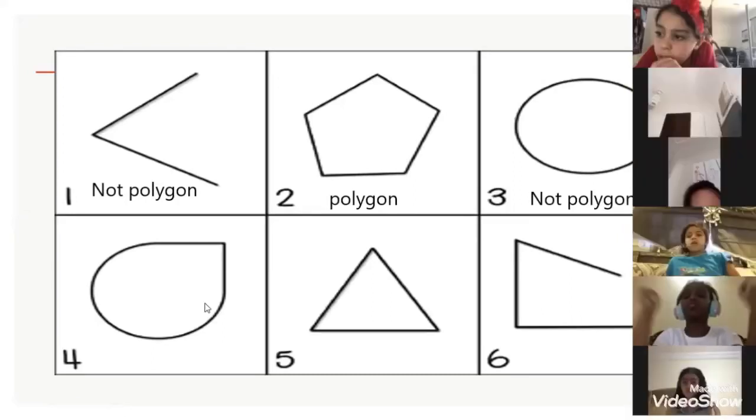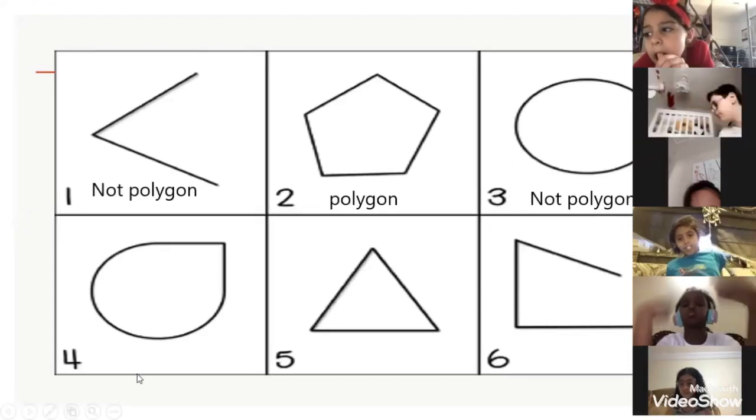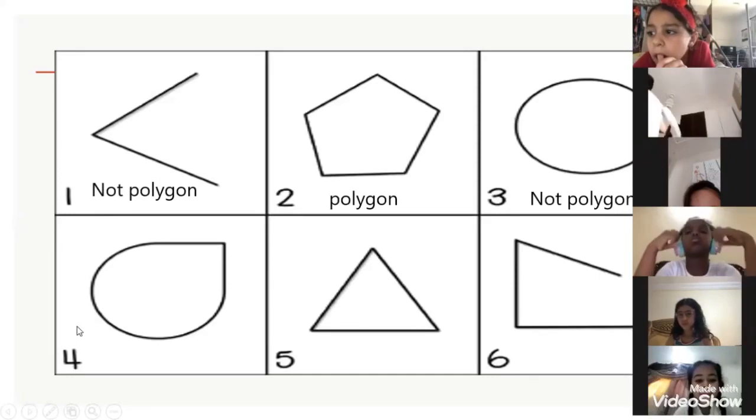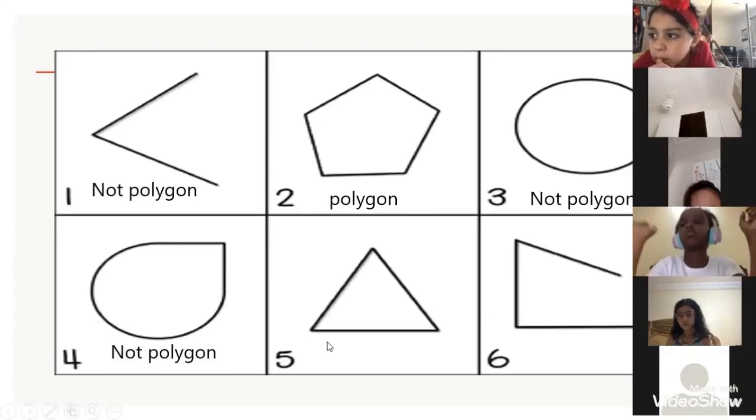Number 4. Do you think it is polygon or not polygon? Not polygon, because we have pairs. Okay.